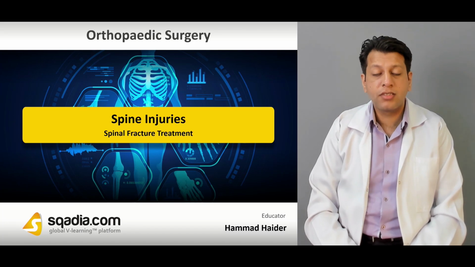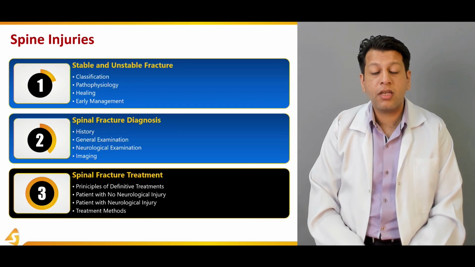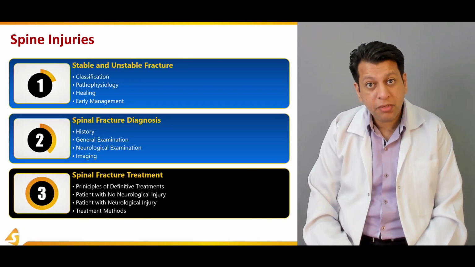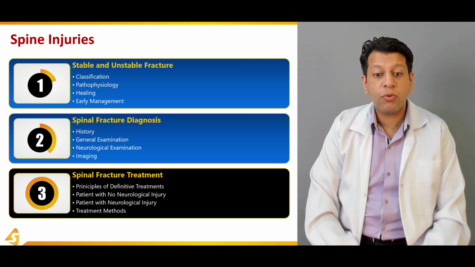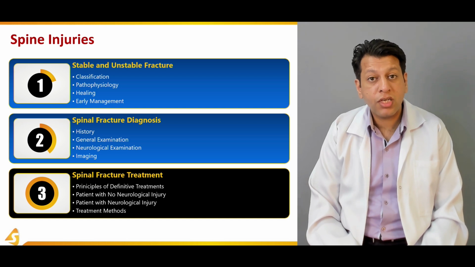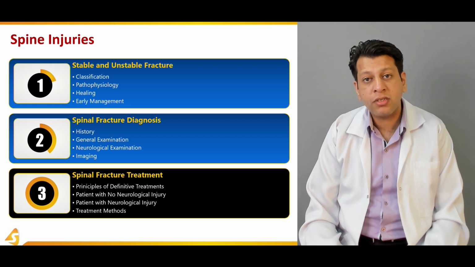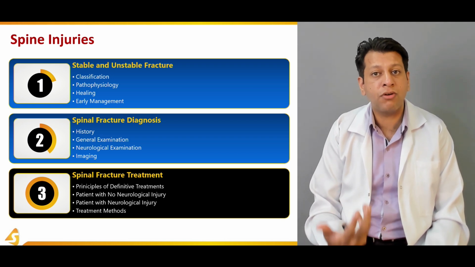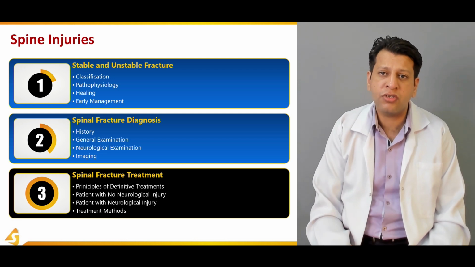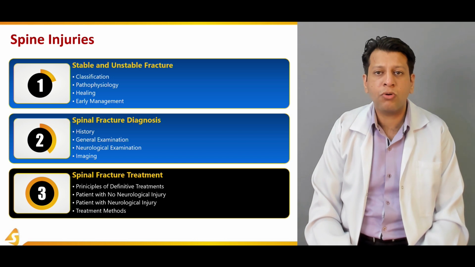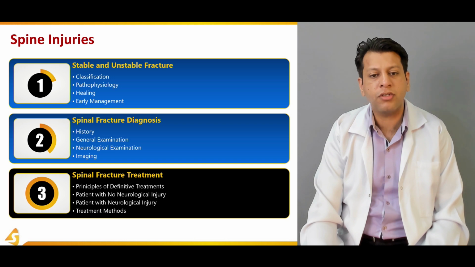Now moving on to our third section, that is the spinal cord fracture management and its treatment. In this section, we will be discussing the principles of definitive treatment. Once we have decided that it's an unstable injury, we need to fix it, and how to deal with the patients with no neurological injury and those who have the neurological injury, and what are the different treatment methods, whether it's collar, halo vest, halo traction methods, spinal fusion, posterior instrumentation, anterior instrumentation. We will be briefly discussing all the possible methods of definitive fixation of the spinal cord injury.